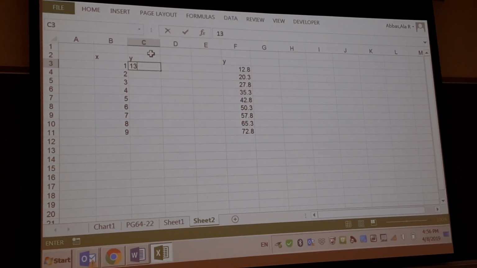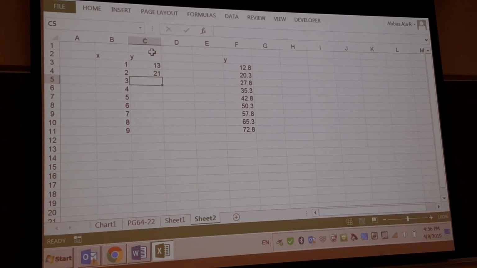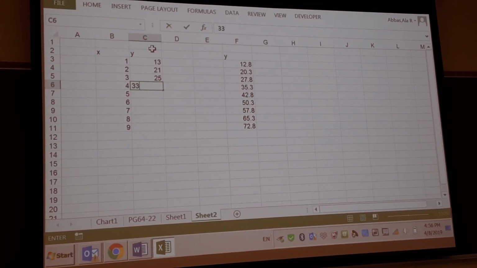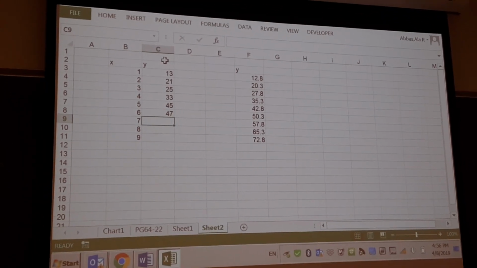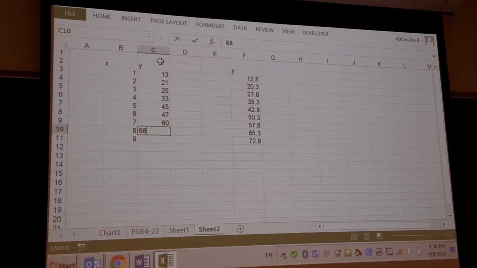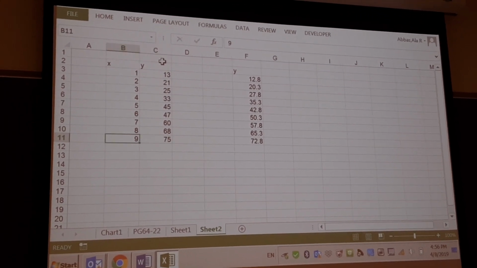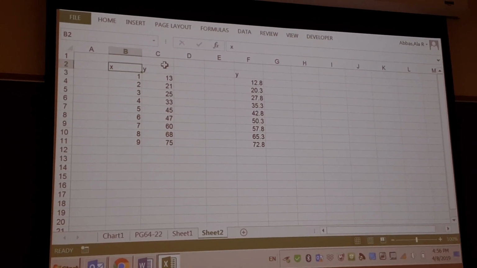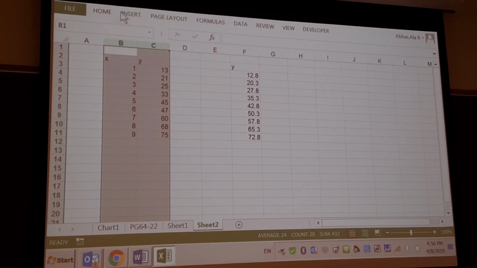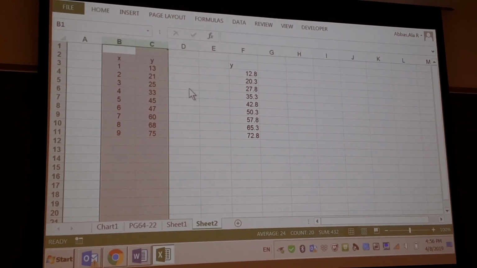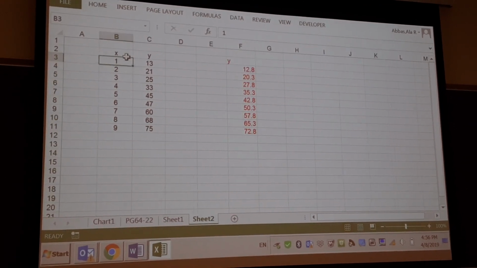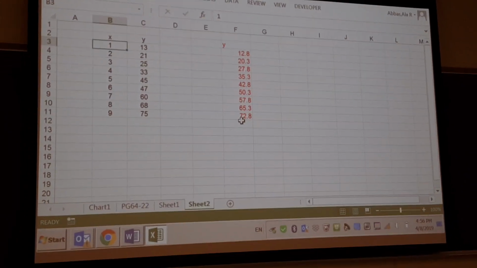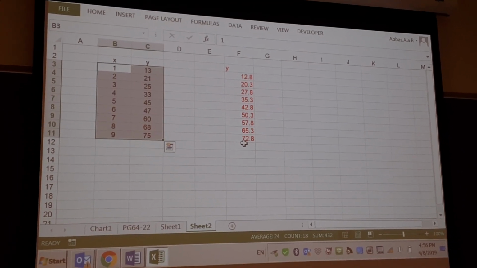Okay, I'm going to use 13, 21, 25, 33, 45, 47, 60, 68, 75. How do you fit a model for this data? Anyone who remembers? Forget about these. I just use these for guidance, just to come up with something that makes sense. So how do you fit a linear model for this data?